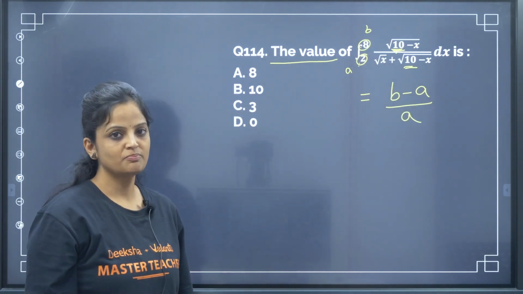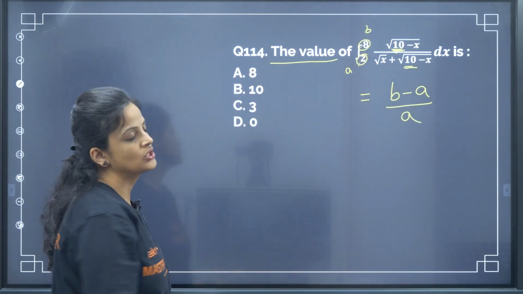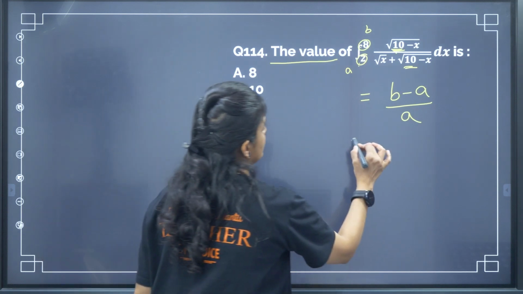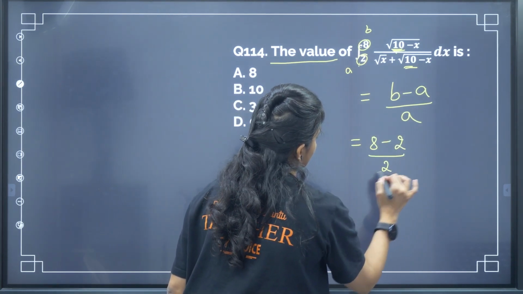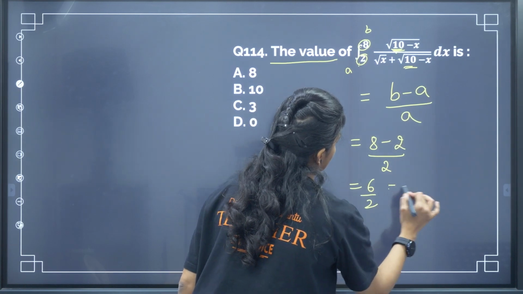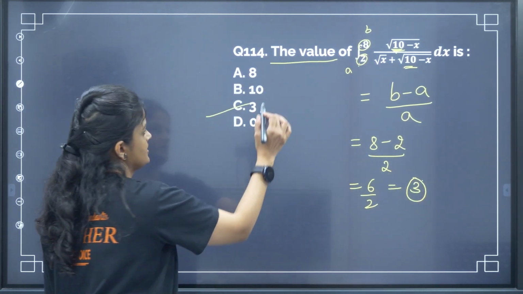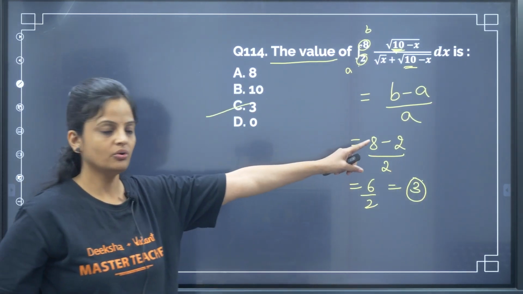Repeatedly they have asked this pattern. The only thing is the function will be changed. So what we have, 8 minus 2 divided by 2. 6 by 2, 3 is the answer. That's it. Make a note if you don't know.